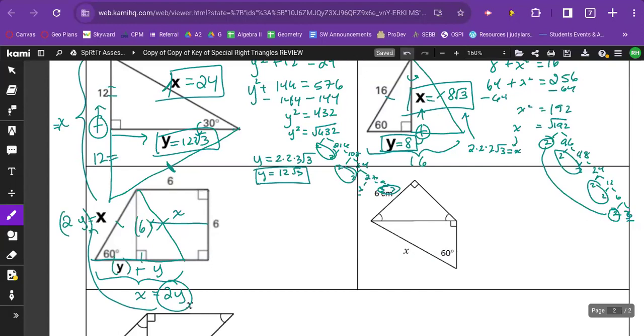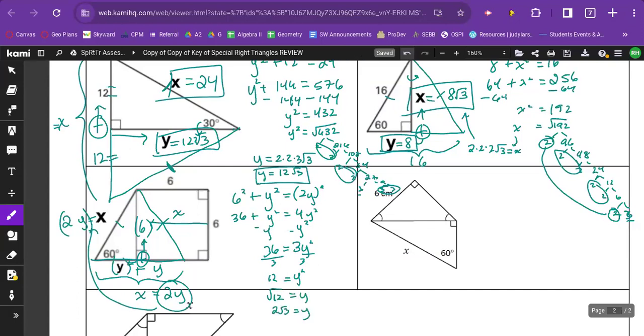So I'm adding around the right angle. I'm doing 6 squared plus y squared equals 2y squared. So 36 plus y squared equals 4y squared. I'm going to subtract y squared from both sides, and I get 36 is equal to 3y squared. I'm going to divide by 3 and get y squared is equal to 12. The square root of 12 simplifies down to 2 root 3 for y.